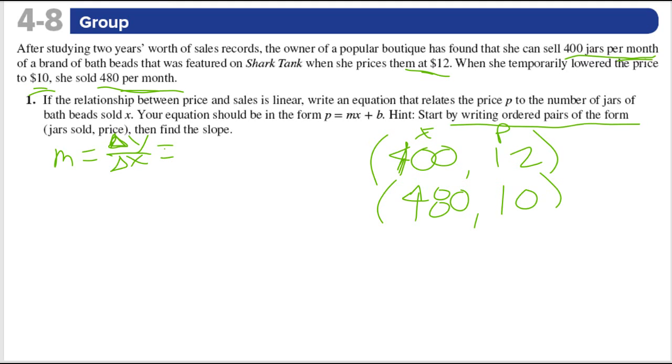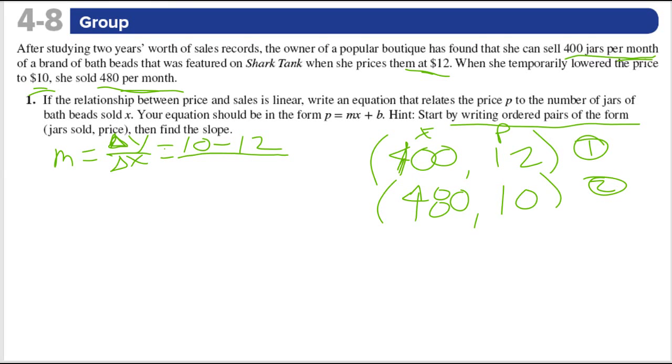So difference in Y, I'm going to make this point 2, this point 1. I'm going to have 10 minus 12. And you'll notice in this problem, it's going to be important to make sure we put things in the right place, because we are actually going to end up with a negative slope. And I knew that immediately from the story, because when you decrease the price, you sell more jars. When Y goes down, X goes up, or when X goes down, Y goes up.